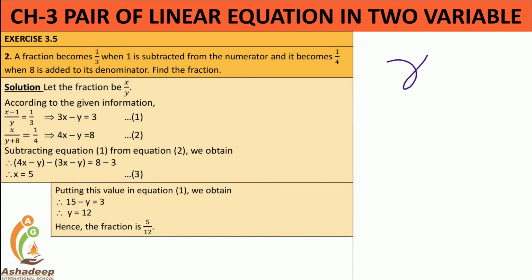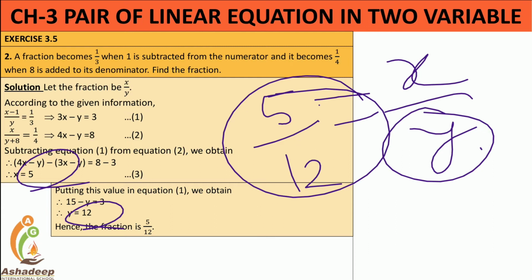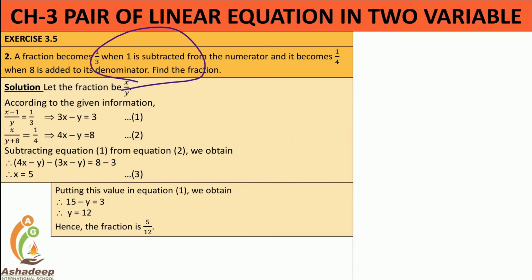But here we need to know the fraction. The fraction is x upon y. What is the value of x? 5. What is the value of y? The value of y is 12. So the original fraction is 5 by 12, according to the given condition. Easy sum. So practice more sums like this, and you will come to know better ideas, right?